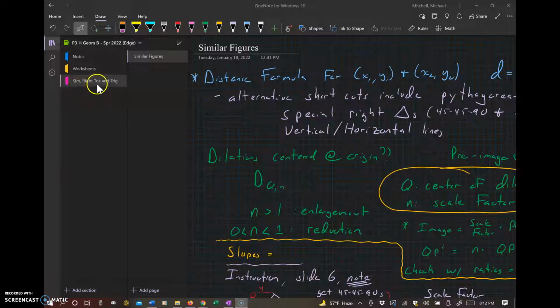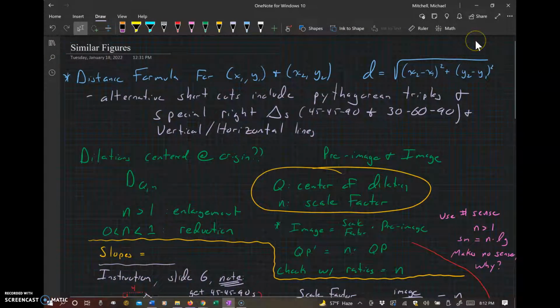This is Similarity, Right Triangles and Trigonometry, Similar Figures. So I watched the section and I thought the instruction was pretty good in it. You are going to need that distance formula at times out there, they mentioned that.